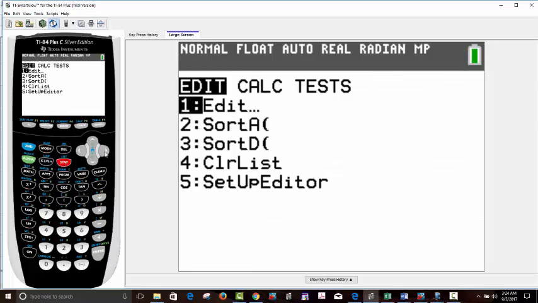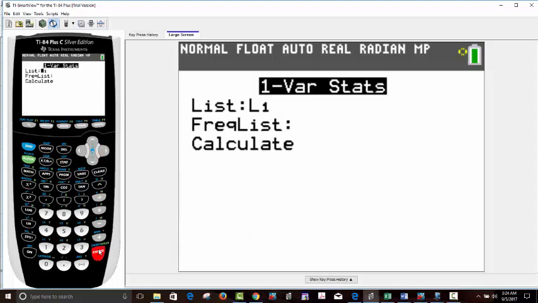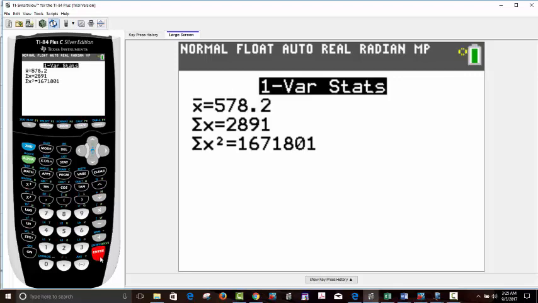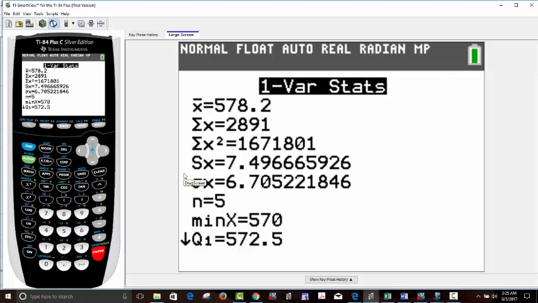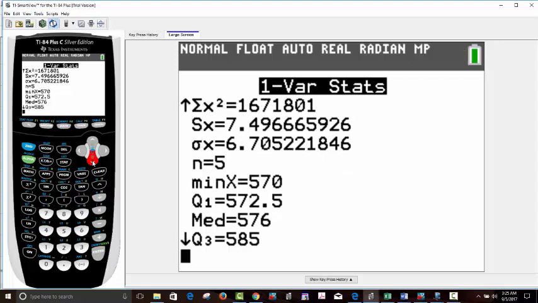Stat, calc, 1-Var Stats. Yeah, okay. Now, if it brings up this one, a little bit newer operating system, you see it's defaulted to L1. I don't think you have to put anything in that frequency list. And you hit enter. And see up here, it's just using the x-bar notation, sample mean. But we've already talked about that would be the same as population. Well, there it is. There's the median right there, 576.